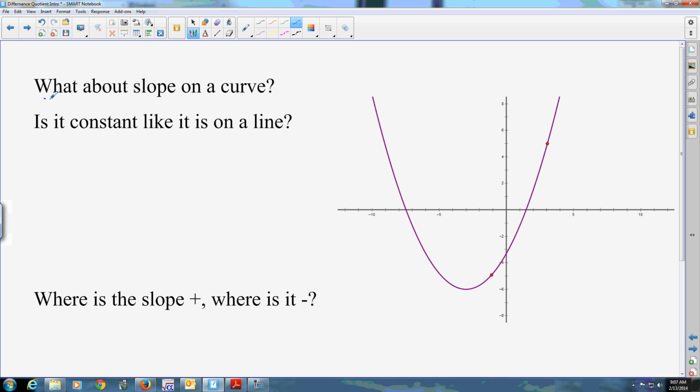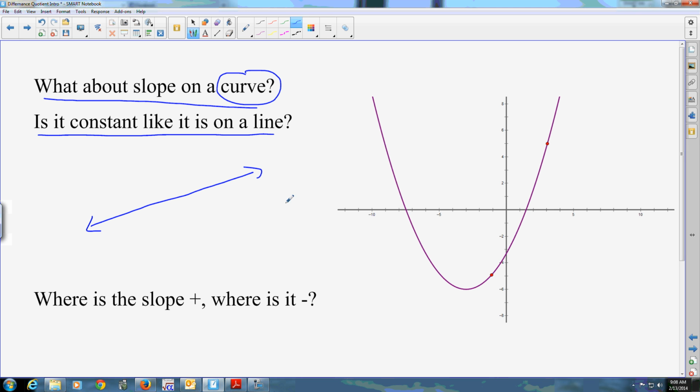So, what if you have slope on a curve? And that's where we're going to start looking, is things that are other than lines. What you should notice from this is the slope is always changing. How do I know that? Well, if it's constant, if your slope is always the same, you have a line. If it isn't a line, then the slope is never constant. The slope is always changing. The slope here is different than the slope there, is different than the slope here.